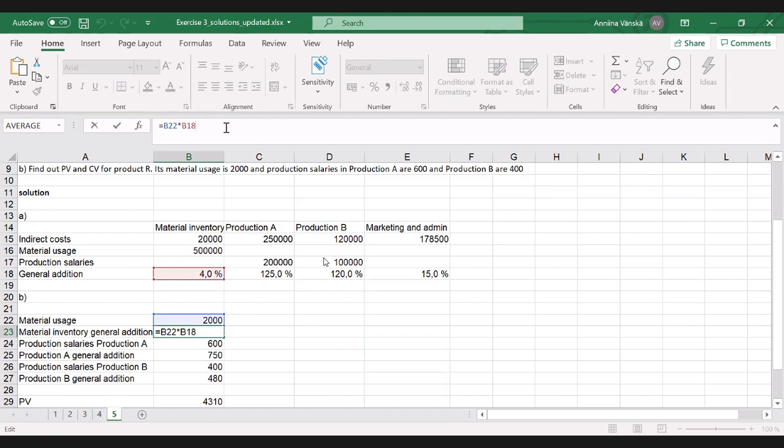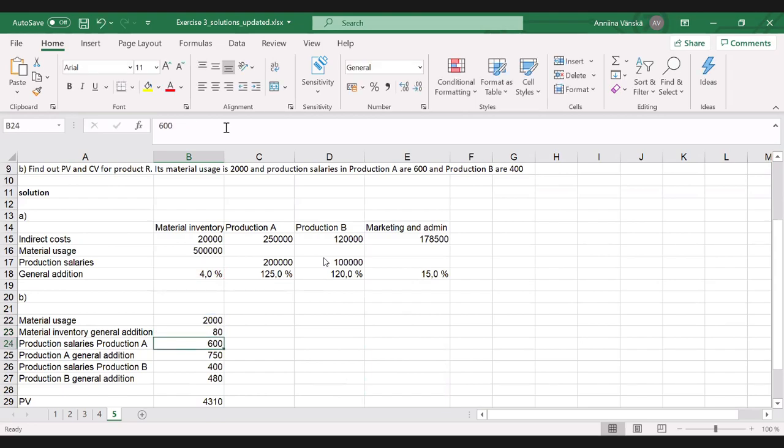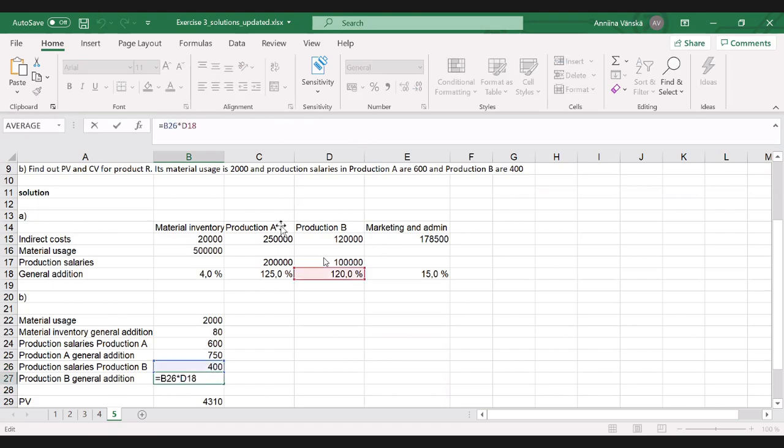Now when we know the general addition for the material inventory, we are able to calculate that there. Then we already have the 600 given. General addition from the production A cost centers, we already calculated that percentage, so that one is then added there. And then production B, the 400 given here, and then calculating the addition from the production B.